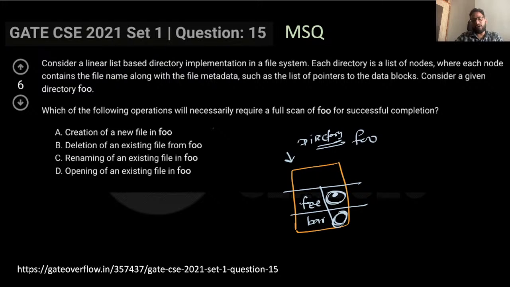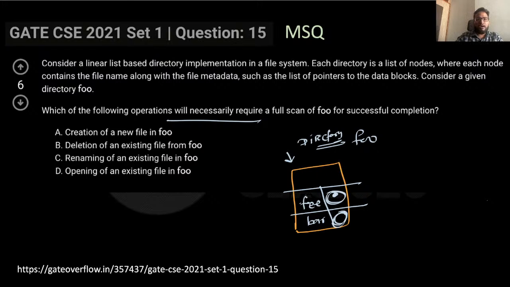Do you require to look at all the files if you want to create a new file? What do you think? See, if you want to create a new file, then definitely yes, right? You need to check whether this file name already exists or not. So they are saying that will necessarily require a full scan. So I think A is the correct answer. But since this is MSQ, we will see if others are also correct answers, right?